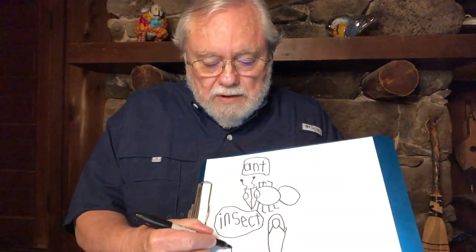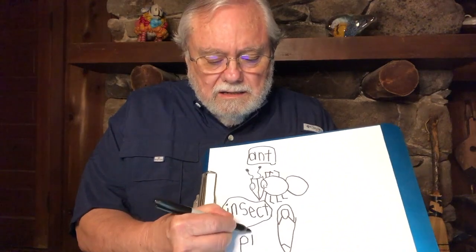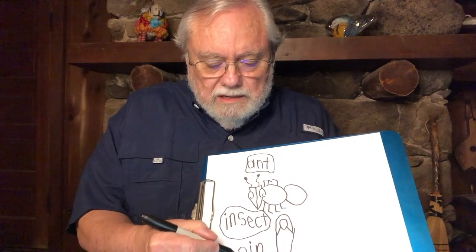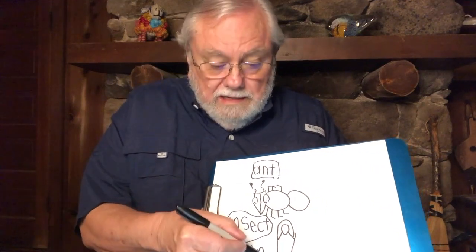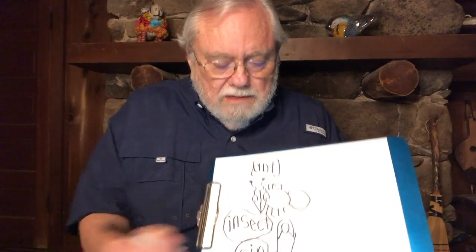Say the word pin. What do you hear first? P. P for painting. What do you hear next? I. And what do you hear last? N. And so pin has the word in it, just like in insect.